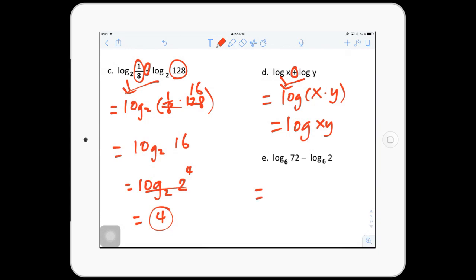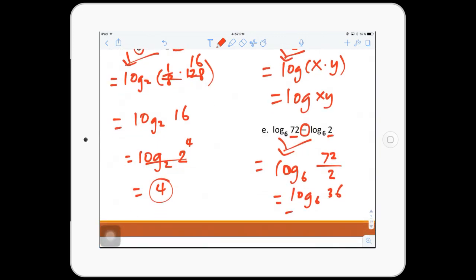And next one, we actually have a minus. Minus means division. So subtraction is division, and we're going to condense the log of 6, and then we're going to divide the first term, 72, by the second term, which is 2, and that gives us log 6 of 36. And we just happen to know that 36 is 6 squared, and log 6 of 6 cancels out, and the final answer is 2.